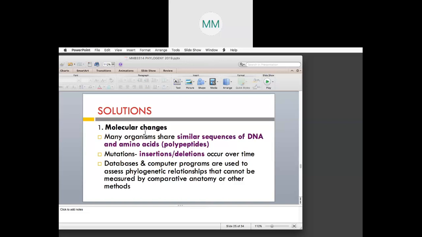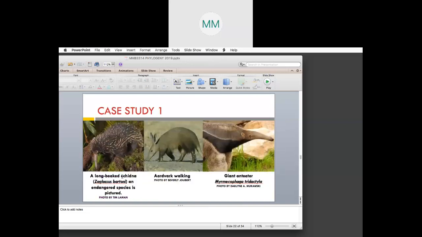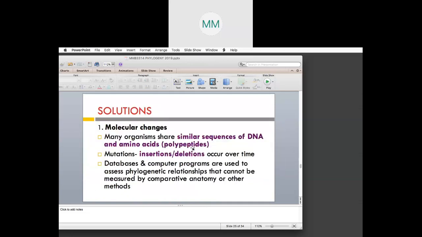Some of the other solutions that have helped improve our understanding come from molecular changes. So many organisms share similar sequences of DNA and amino acids, like polypeptides. Mutations, which include insertions or deletions of nucleotides in your DNA, can occur over time. As I mentioned, technically we are also mutants of our common ancestors. So databases and computer programs are used to assess phylogenetic relationships that cannot be measured by comparative anatomy or other methods. If you're doing this based on phonetics alone and common taxonomy, you would think that these groups are grouped together. But DNA actually helps see whether or not the species are very much related.